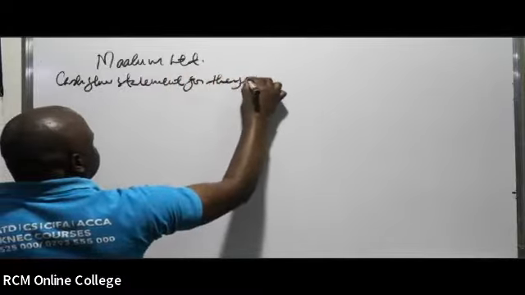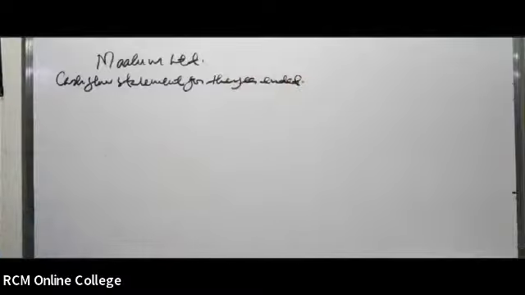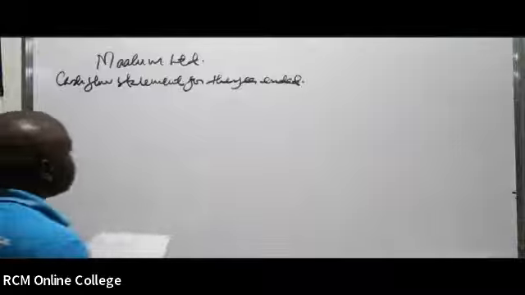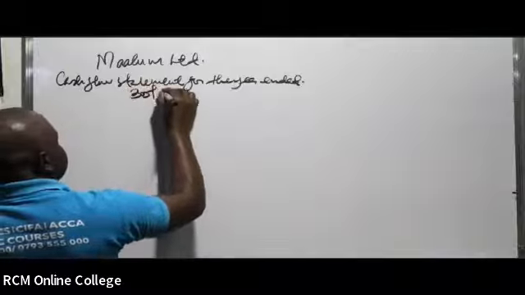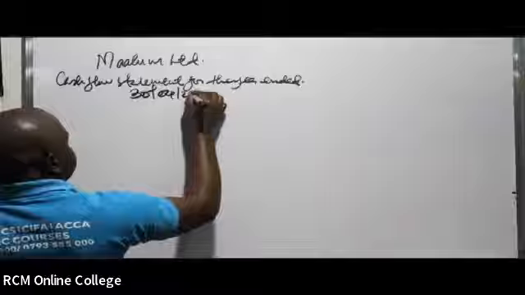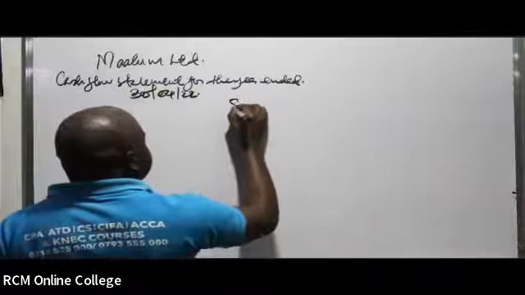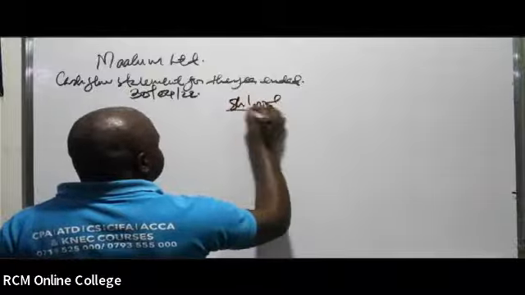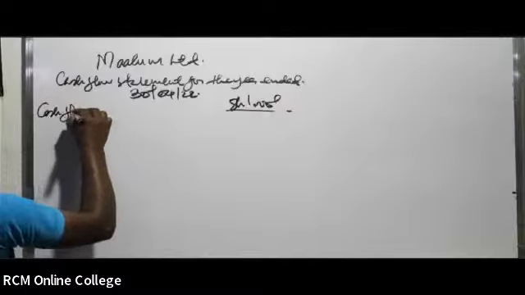For the year ended 31st of October. I think it is 31st of October. 30th of April, is it 30th of April or was it October? It is 30th of April 2022. For the year ended 30th of April 2022. Our shillings are in thousands, so you can indicate here shillings in thousands. We start with the cash flows from operating activities.